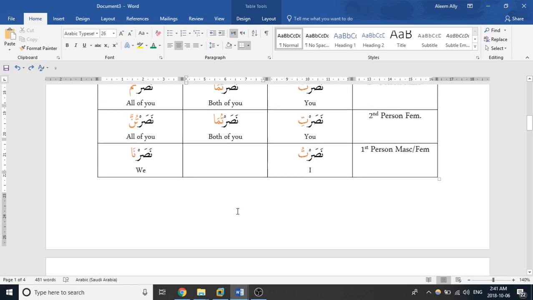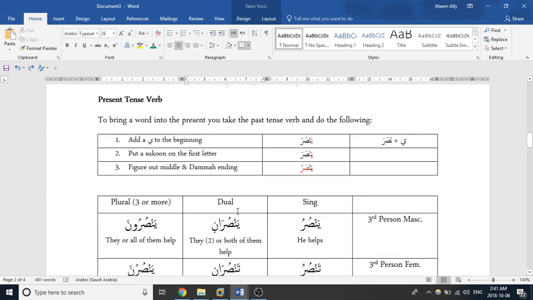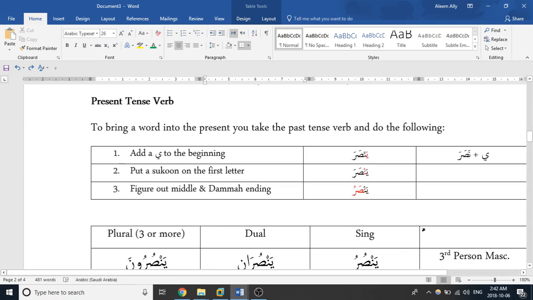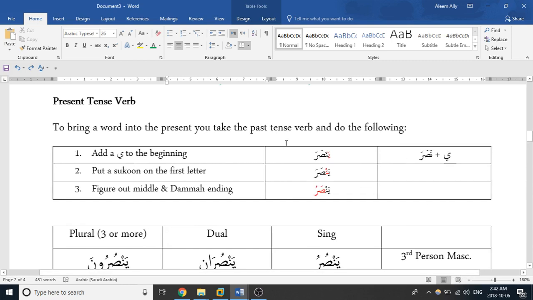So now let's hop into the present tense verbs, and the present tense verb is pretty interesting. In order to make a verb present tense, there are three steps. You take your past tense verb, so let's take, for example, nasara. First thing you do is prefix a ya to the beginning, so it becomes yanasara, which means he helps.